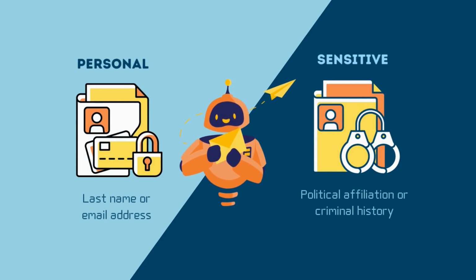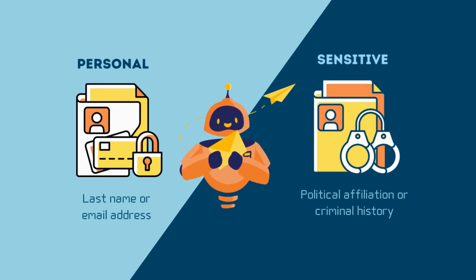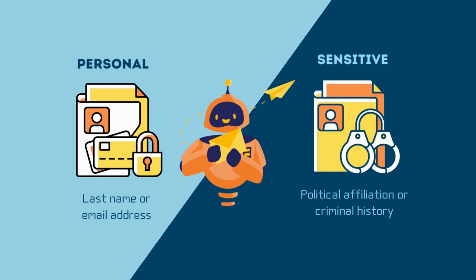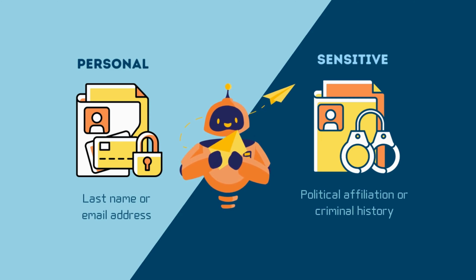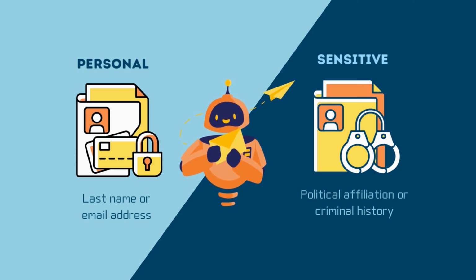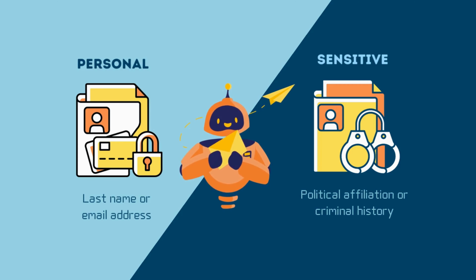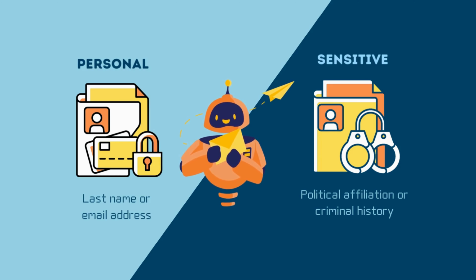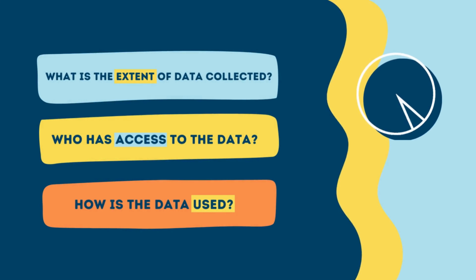But before we dive in, let's differentiate between personal and sensitive information. Personal information is used to identify an individual, like your last name or your email address. Sensitive information is a type of personal information that's more highly protected by law, like your political affiliation or criminal history. And depending on the AI technology, both types of information can be at risk of exposure.